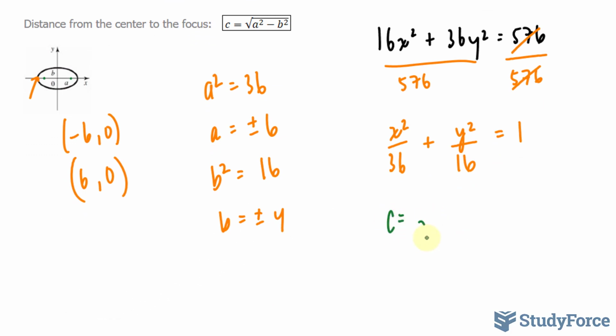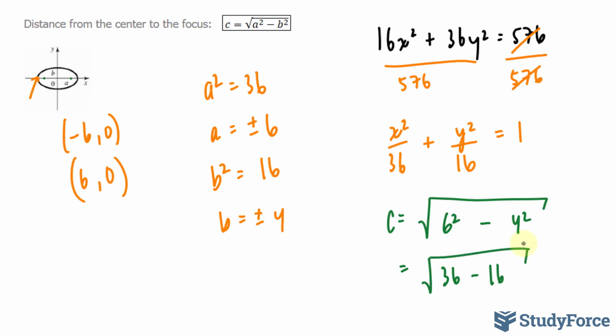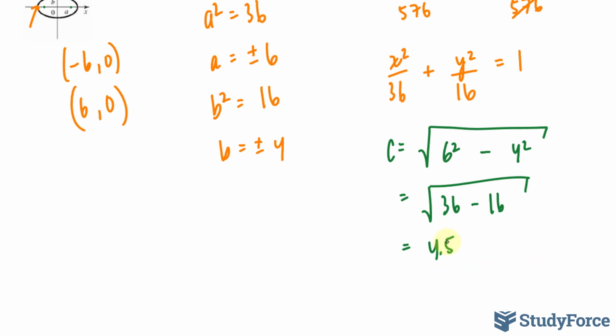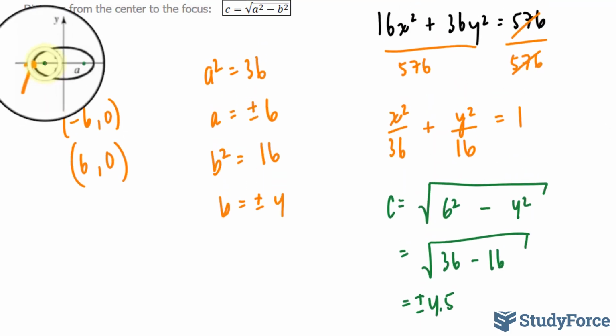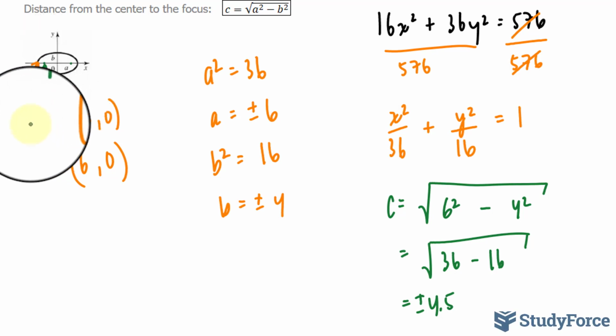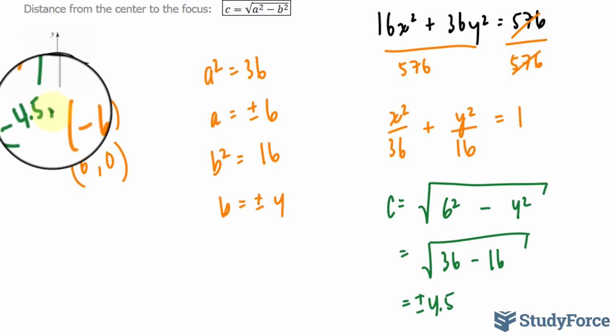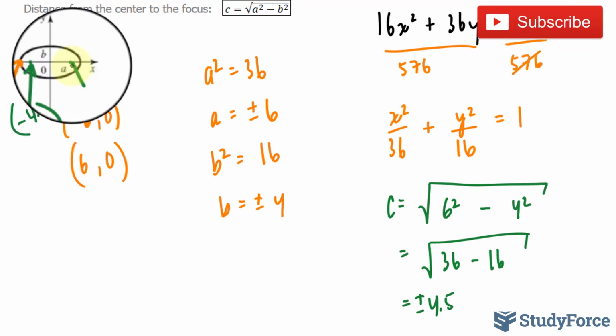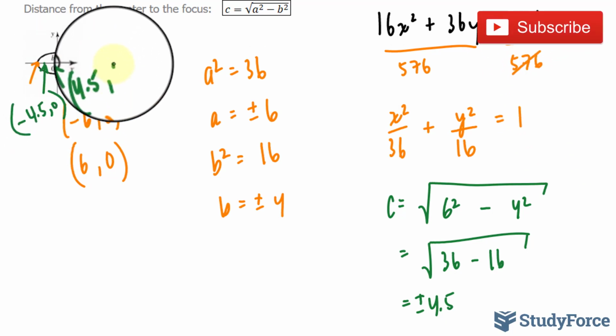We have c is equal to the square root of 6 squared, and it doesn't matter whether you use positive or negative 6, it's going to be squared anyway, minus 4 squared. 36 minus 16, the square root of that is equal to 4.5. And this is plus or minus because you're square rooting a positive number, so there's a possibility of plus and minus. This means that this point right here is (-4.5, 0), and this point is (4.5, 0).